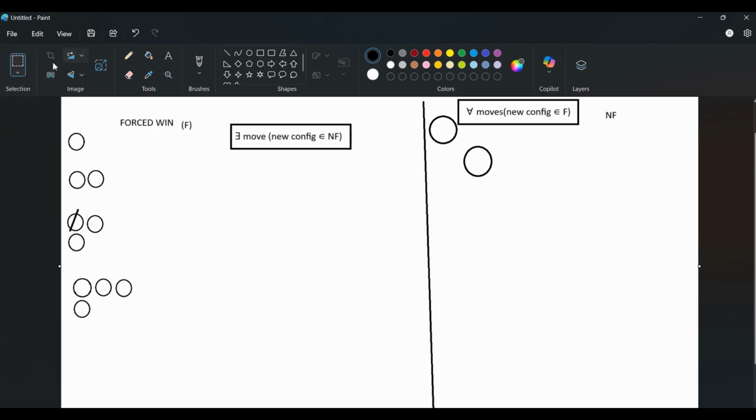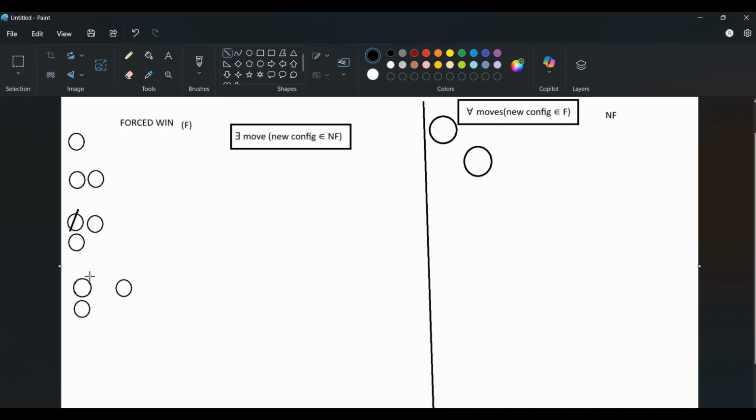Now before this, we should analyze just, okay. If I remove this, then it belongs to F. If I remove this, okay, we have to first analyze what category this would be. If I remove this, then this would be in NF, and therefore this belongs to F because there exists a move where the new config is in NF.